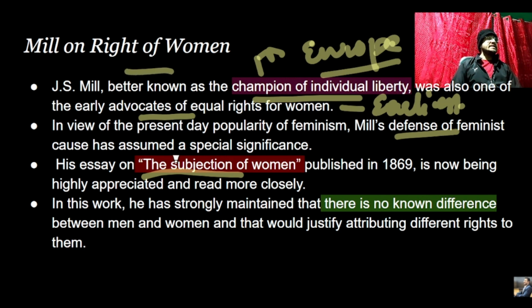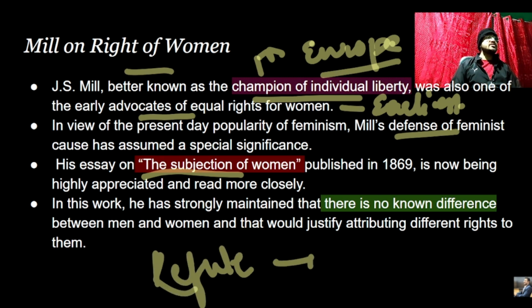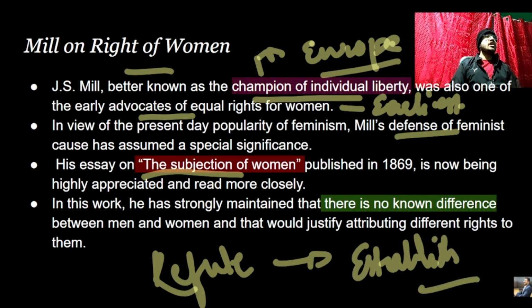So in a few essays he tries to refute certain ideas which are generally held in the society. Then he tried to establish his idea of rights for women by propounding that there are three major areas where women should have rights at par with men. In this work he has strongly maintained that there is no known difference between men and women that would justify attributing different rights to them, right?